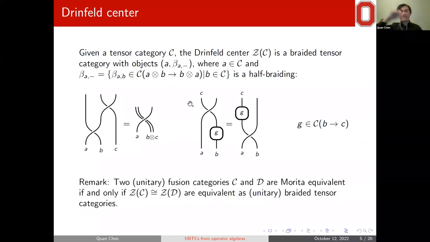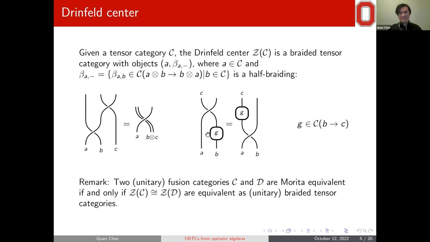The Drinfeld center is very nice, and one remark is that two fusion categories are Morita equivalent if and only if their Drinfeld centers are equivalent as braided tensor categories, and if they add the unitary condition, it is still true. And this remark is only true for fusion categories, and we don't know for general categories whether this is true. We only have one way. The other way we don't know, but our topic will focus on fusion categories later.